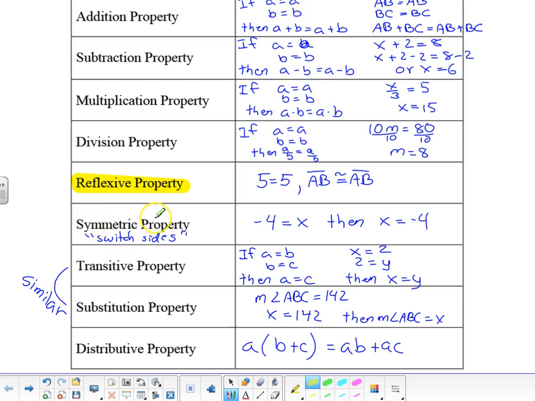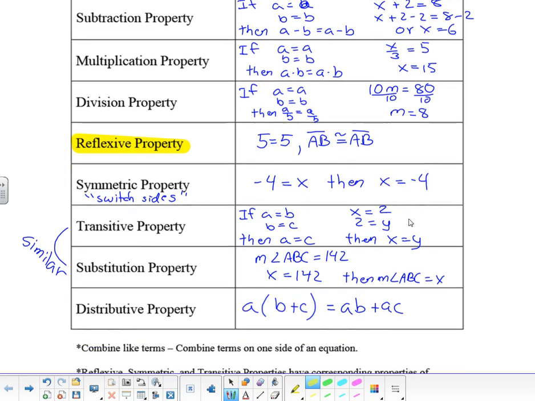The symmetric property allows us to switch sides of the equal sign. So if we have -4 equals x, then x equals -4. A situation we would use that in is if we're solving an equation and we end up with a variable on the right side of the equal sign, we might use the symmetric property to rewrite it over on the other side. But with symmetry, you just flip sides. Okay. Now a couple more.